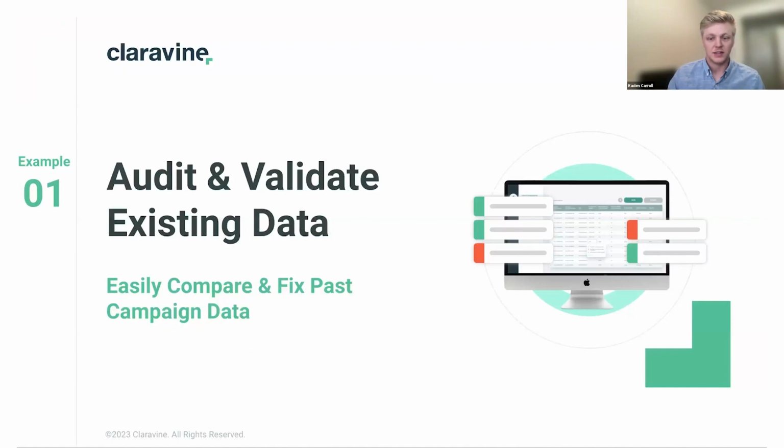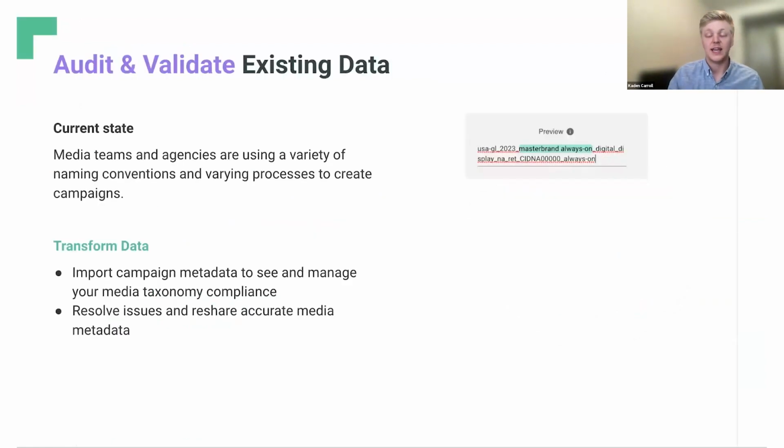So let's begin. Let's start talking about how we can use split and extract to audit and validate existing data. So we know that media teams and agencies are using a variety of naming conventions today in varying processes to create your campaigns. With split and extract, we can do a health check on that adherence to the media taxonomy that we have in place.